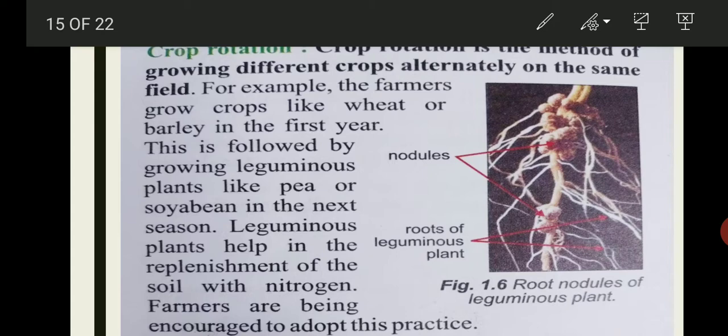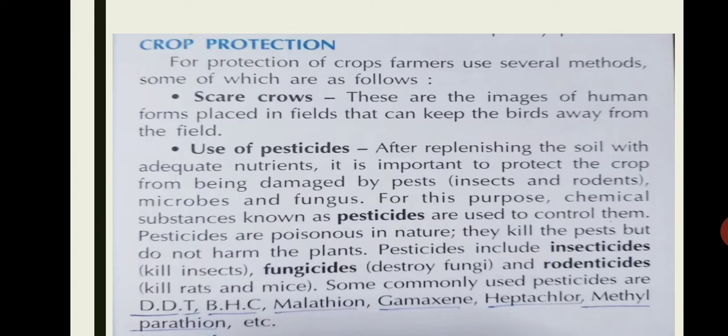Leguminous plants help in the replenishment of the soil with nitrogen because a bacteria called Rhizobium lives in their root nodules that help in the fixation of atmospheric nitrogen into nitrogenous compounds. These compounds can be used by plants easily to increase the crop yield naturally. So the farmers are being encouraged to adopt this practice.